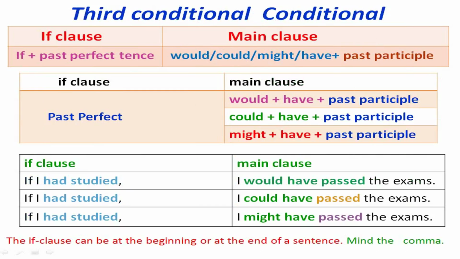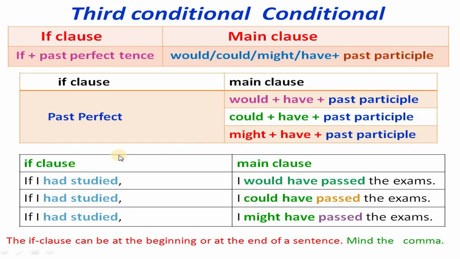Third conditionals. This is very important for the SSLC examination. Anytime they ask about third conditionals in the examination. Here also are the same if clause and main clause, two parts. In the if clause, if plus past perfect tense, and then in the main clause would, could, might plus have plus past participle. So these are the forms of the third conditional.